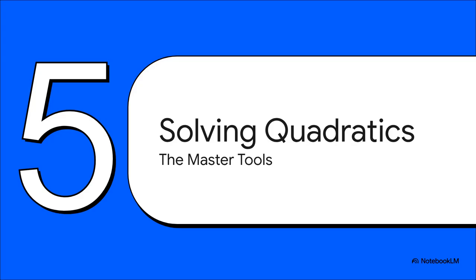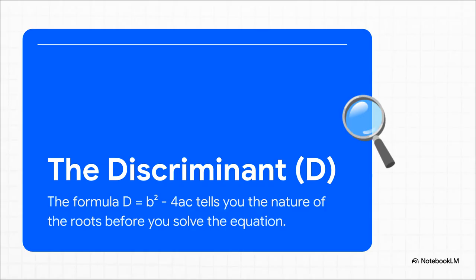All right, let's bring this all together. Now that we know why we're hunting for these zeros, let's talk about the how. Let's get into the master tools for solving quadratic equations. But before we even start solving, there's this fantastic little diagnostic tool called the discriminant. The formula is b squared minus 4ac. By calculating just this one little number, you can know what kind of answers to expect before you do any of the hard work. It's like a crystal ball for the problem.